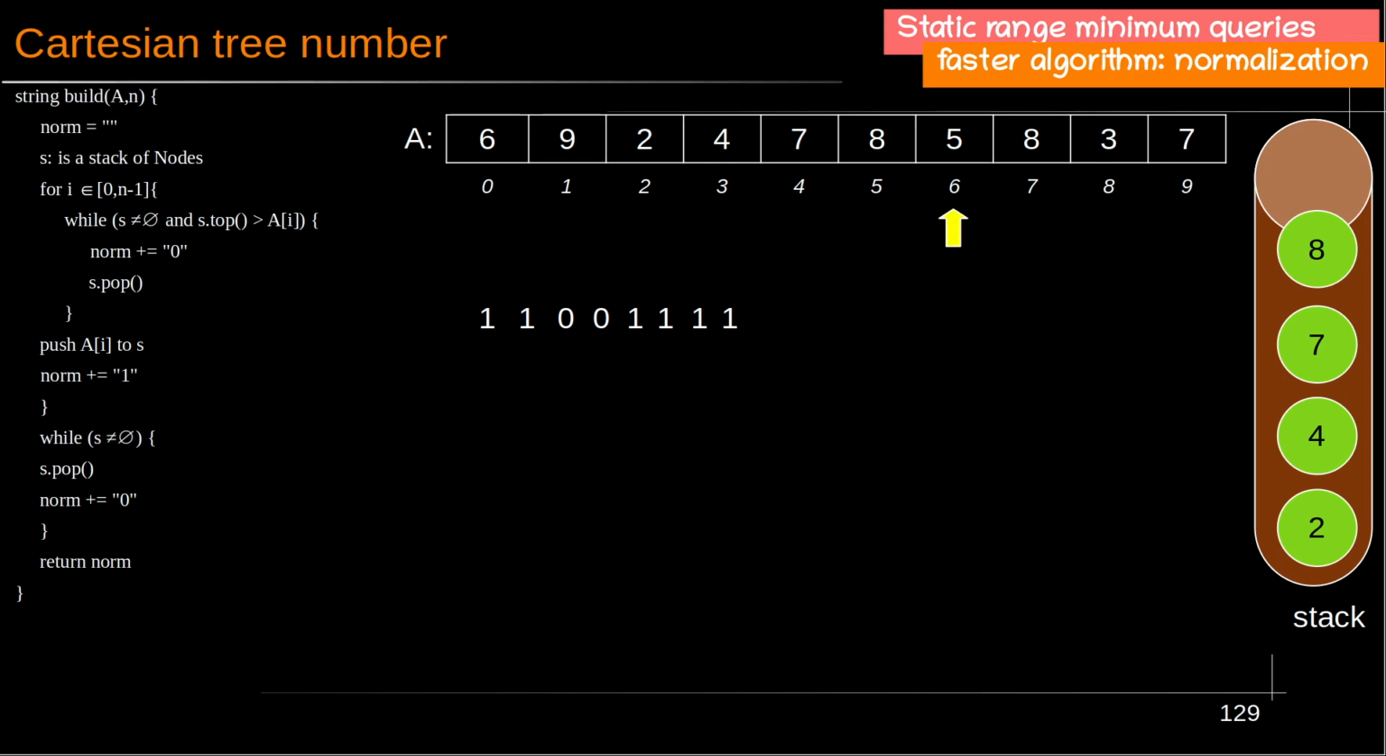We reach 5. 8 is greater than 5, yes, so we pop 8 and we add 0 here. 7 is greater than 5. We pop 7 and we add 0 here.